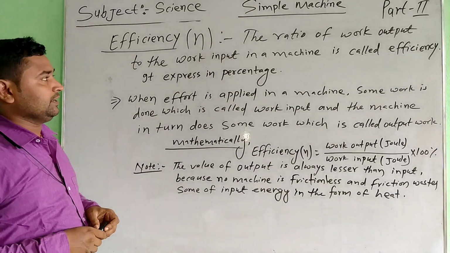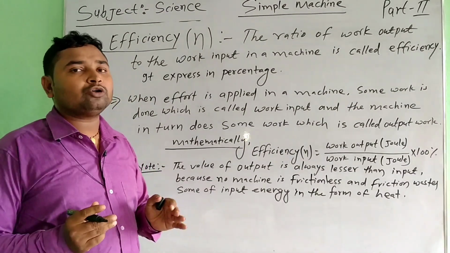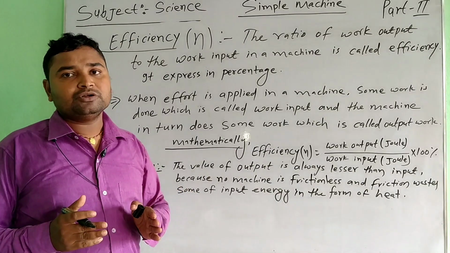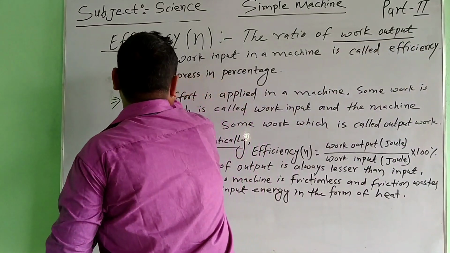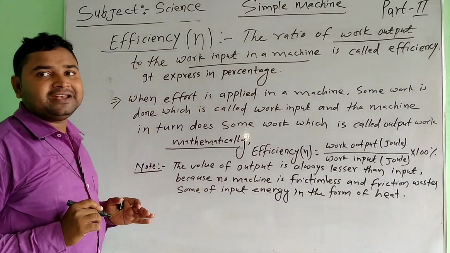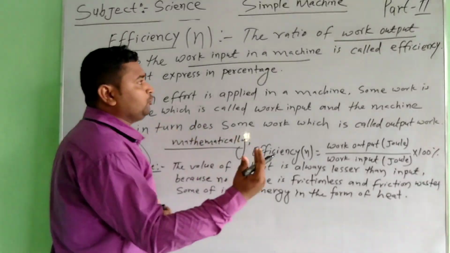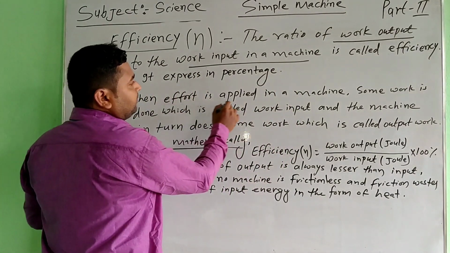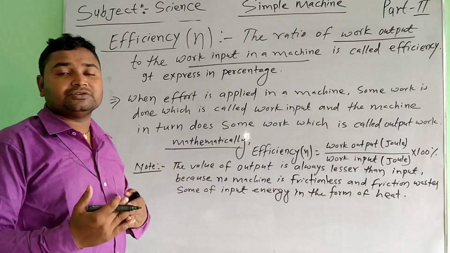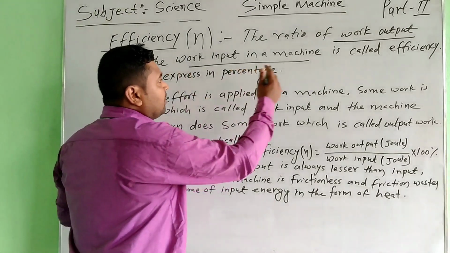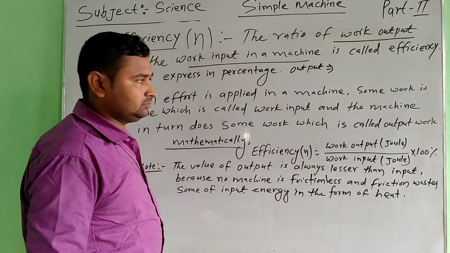Now efficiency. What is that? Efficiency is the ratio of output work to the input work. What is the output work and input work? Output work is when a machine is applied and it gives the result; that is output work.